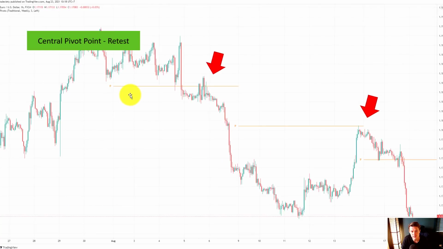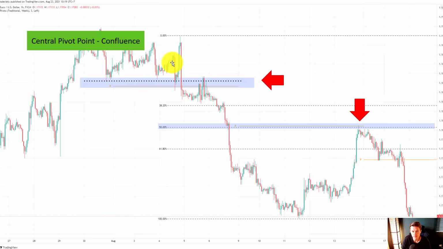We could also add other tools on top of that. So we are looking here at the weekly pivot point. The market is in a downtrend, broke below the weekly pivot, comes back to it, retests it from underneath, fails to stay above this, and then falls lower, comes back into the pivot point, fails to break above it, and continues lower.